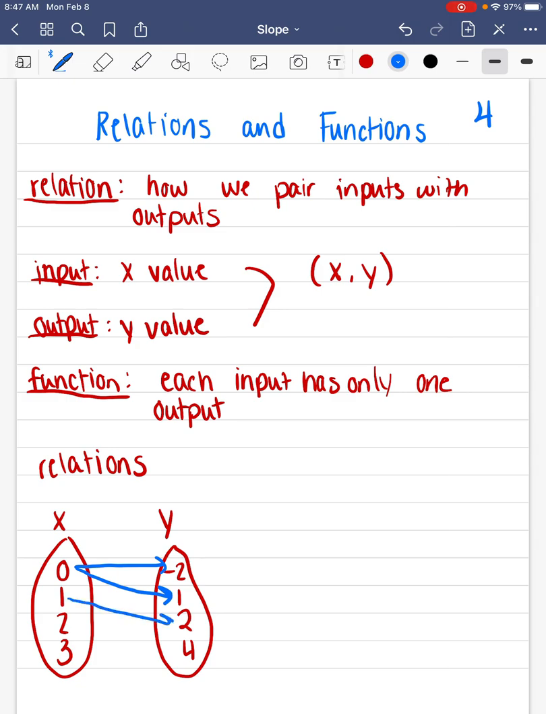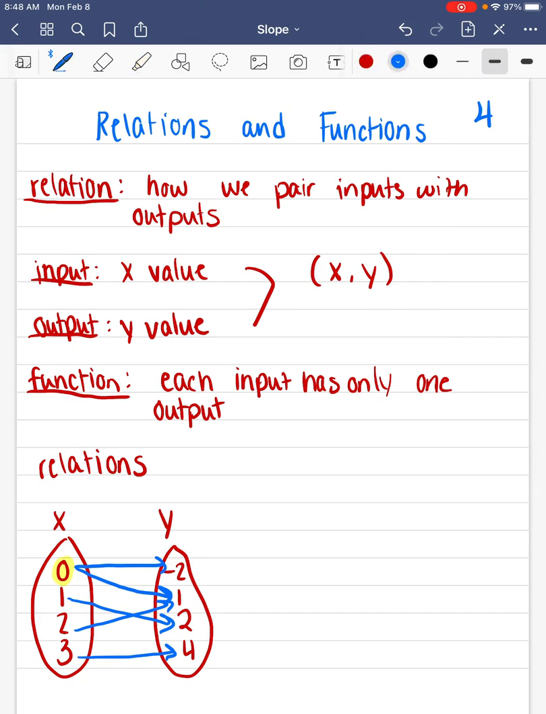1 is paired with 2. 2 is paired with 1. And 3 and 4 are together. Now, for relations, it doesn't matter which order things are paired, but for functions, it does. So I'm going to show you why this is not a function. And it's because of this guy right here, 0. Since 0 has 2 arrows coming off of it, that means that the input 0 is paired with more than one output, which is against the rule for functions.